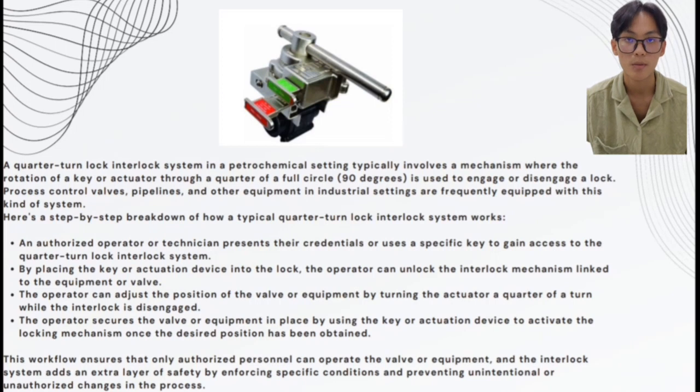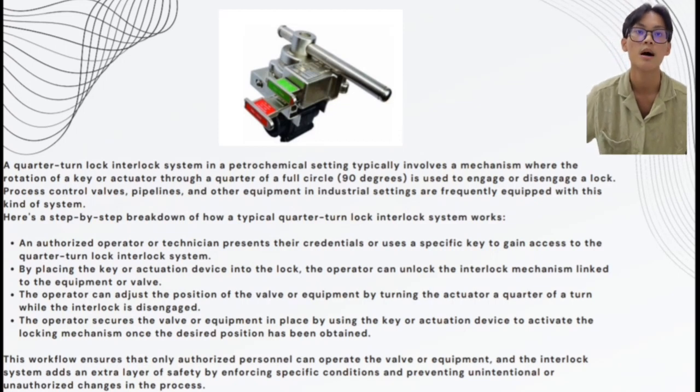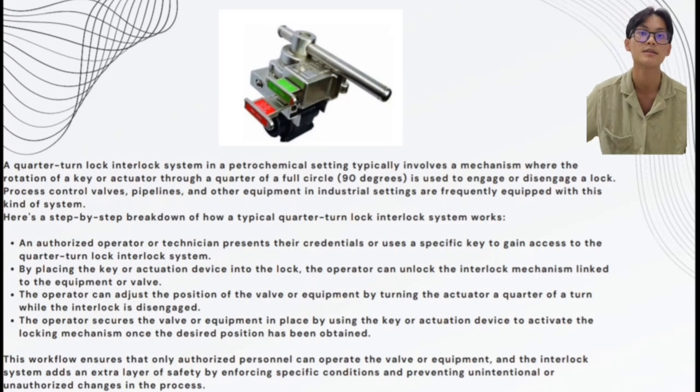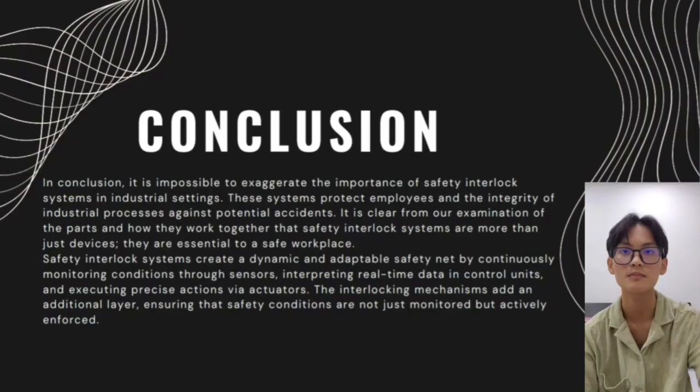The operator secures the valve or equipment in place by using the key or actuation device to activate the locking mechanism once the desired position has been obtained. This workflow ensures that only authorized personnel can operate the valve or equipment, and the interlock system adds an extra layer of safety by enforcing specific conditions and preventing unintentional or unauthorized changes in the process.